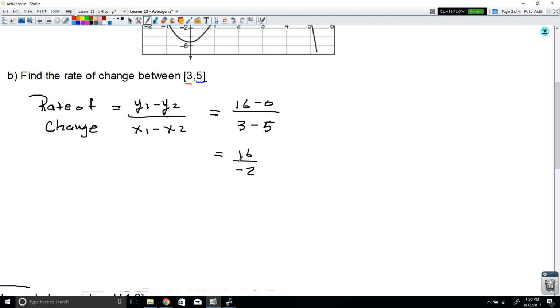Let's simplify this. A positive divided by a negative is a negative. Let me just write it out here. So this is negative 16 divided by 2, which is 8. So that means that the rate of change is equal to negative 8. So let's just write this down.